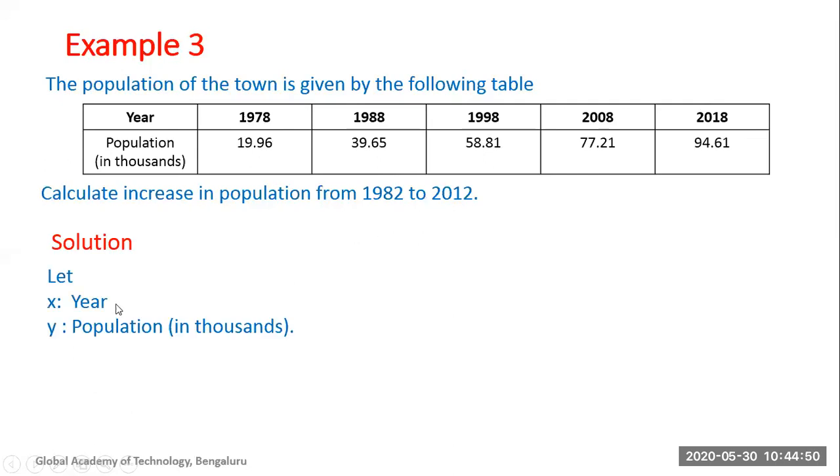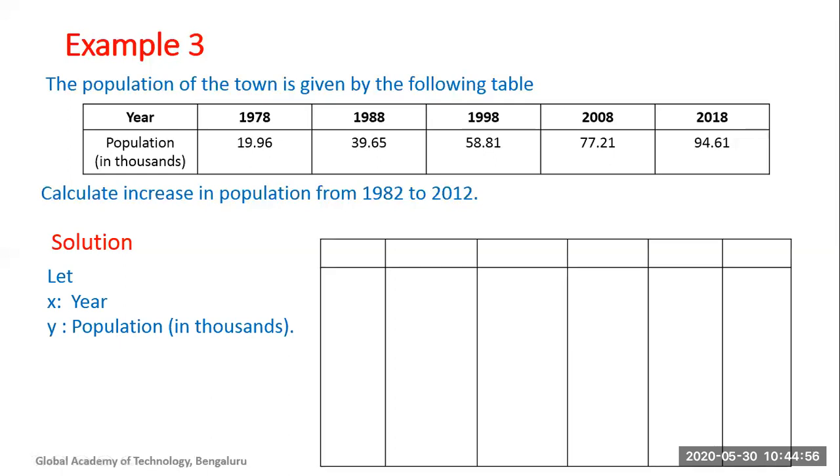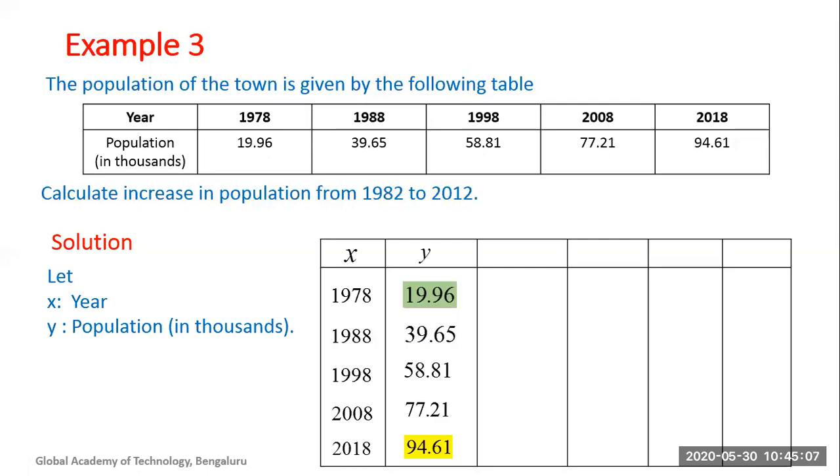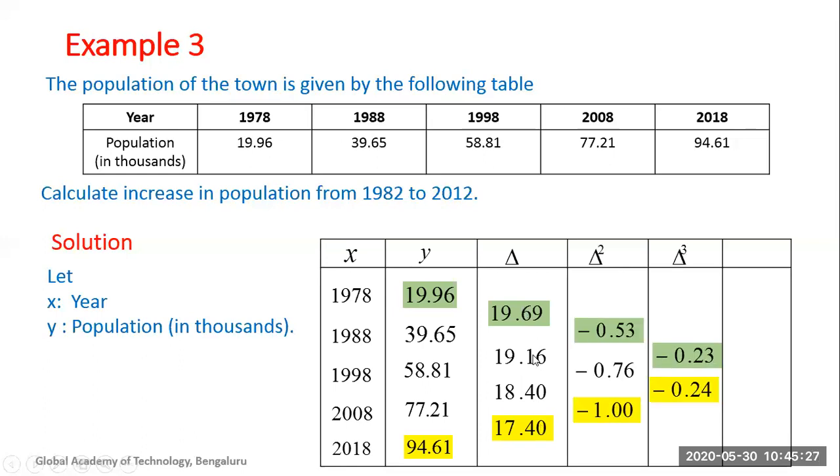So let me take x as year and y as population in thousands. Now construct the table. As we know, for both forward and backward difference tables, the construction is the same, the values will be the same, only the notations are different. So let me construct the difference table. These are the first forward differences, or you can call them first backward differences as well. 39.65 minus 19.96, you get 19.69, then 19.16 and so on. Take the difference of these, and you get the second, third, and fourth forward differences.